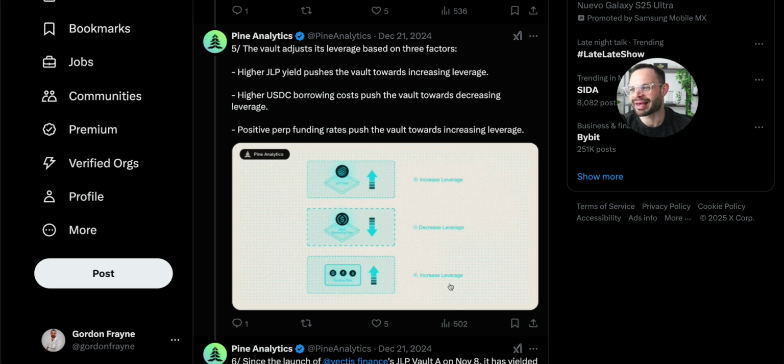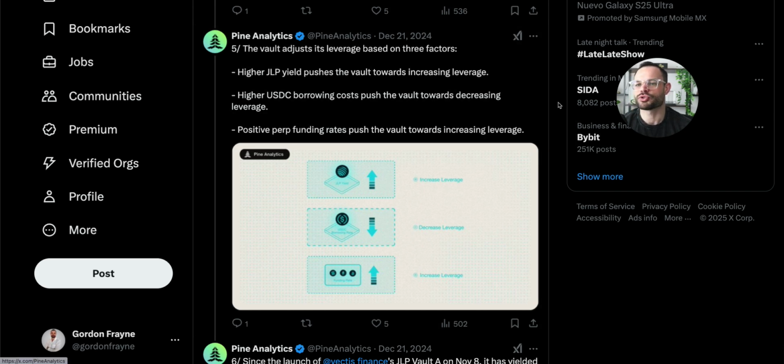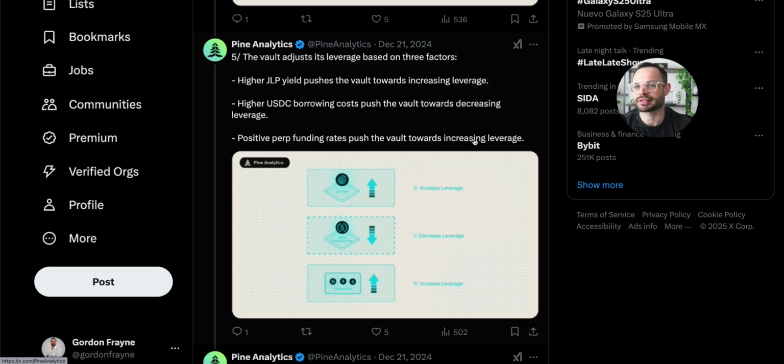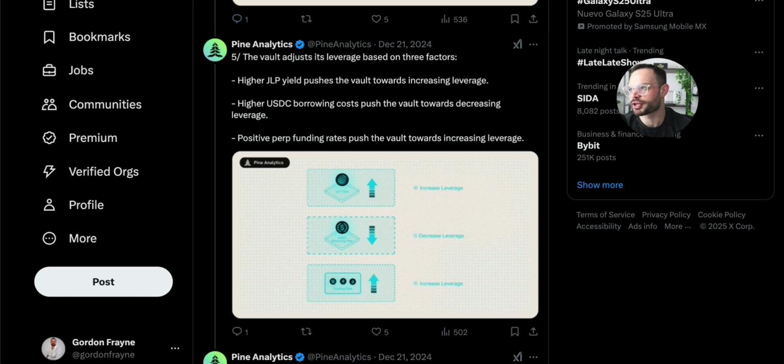So this element of the vault is what makes it super seamless and super efficient for us to use a solution like this in order to maintain a delta neutral position, because realistically speaking, yes, you can reverse engineer this and do it all manually yourself, but it's going to take a lot of work. It's going to take a huge amount of attention for you to continuously monitor the JLP yield, to monitor those USDC borrowing rates and the perp funding rates, and make adjustments and keep rebasing the delta neutral position manually. It would require a huge amount of effort.